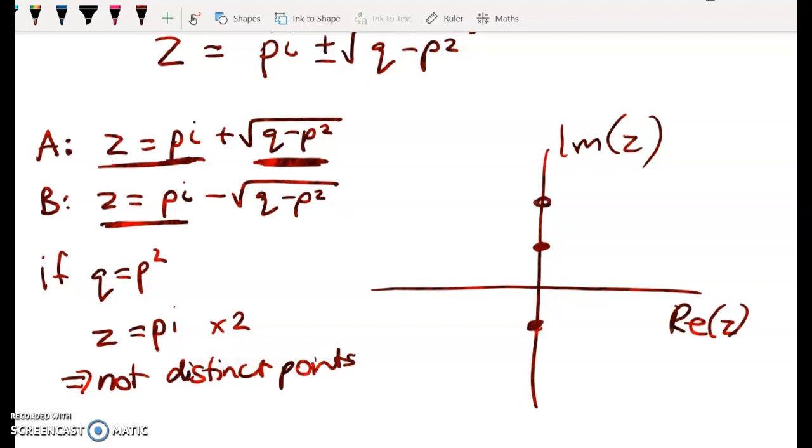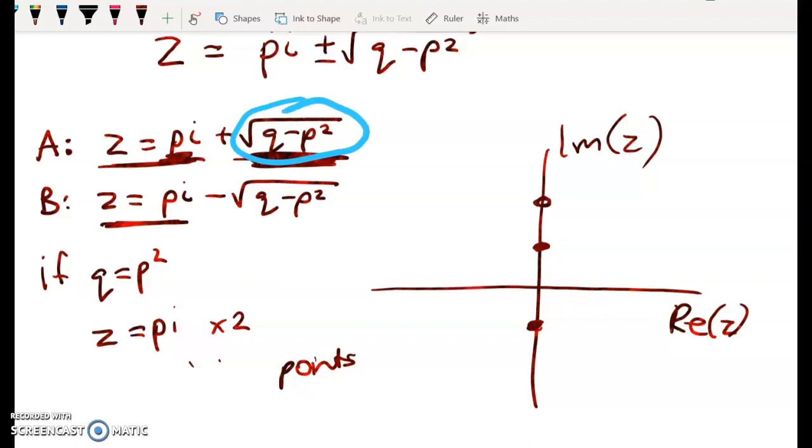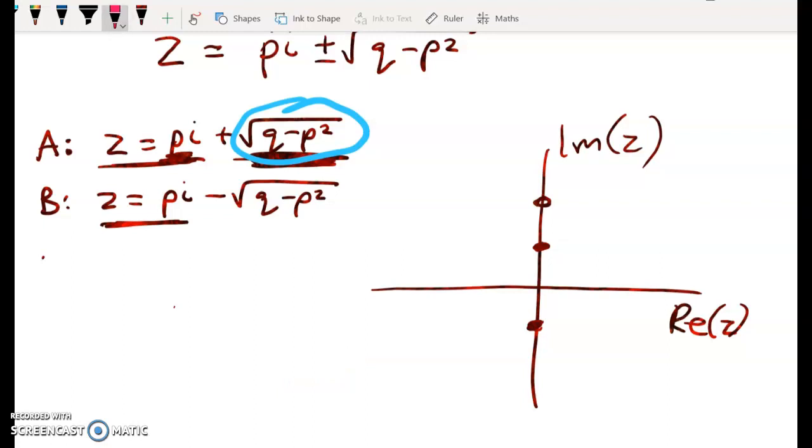That's going to happen if I have p and then something else here that is actually an imaginary term. So what we've got to not assume is that this is real. We don't know anything about q and p except that they are real numbers. Now, if I've got q minus p squared and that's a negative number, this is going to generate me something with i. So let's work that through.